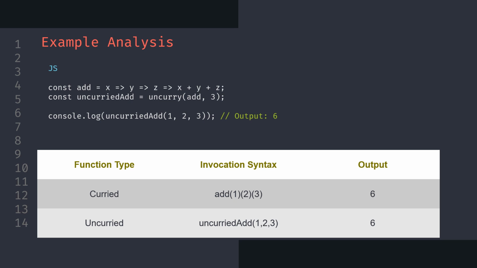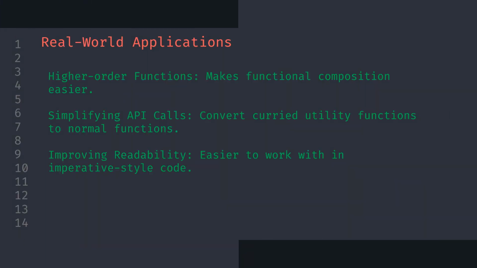Both versions of the function produce the same output, but uncurrying makes the function easier to call in traditional contexts. Uncurrying is useful when working with higher order functions, simplifying function calls, and improving code readability.